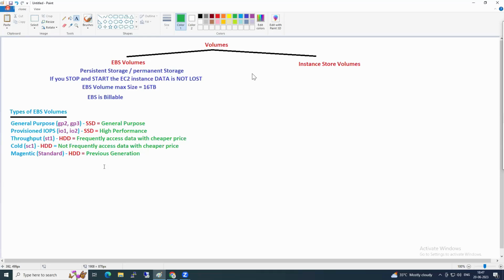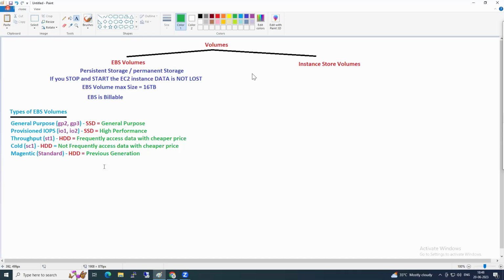And then you want one EC2 instance with one volume that you use frequently, every day, but you don't want to spend more money. You want a cheaper price, and you don't worry about the performance. Then which one do you choose? ST1. And if you are not accessing it frequently, but you want it at a cheaper price, SC1.